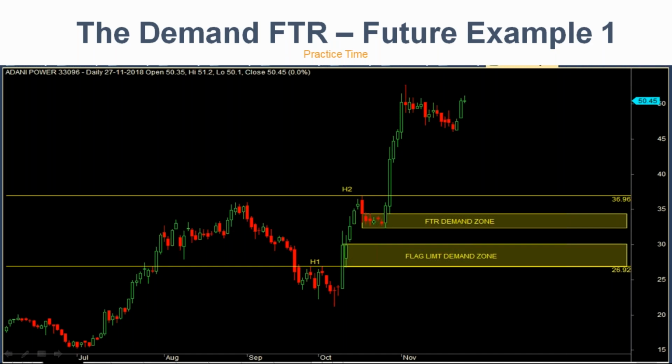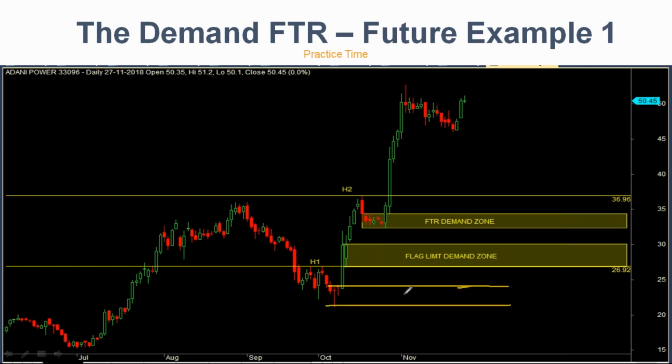Why H1 broke with momentum? Okay, but still flag limit is considered. Why? H1 broke with momentum, but why is flag limit considered? Because it formed a base. Then what happened? Price went up with momentum, but it came down, reversed and went up. So I believe there are still pending orders here. And if you personally ask me, the safest way to trade this is to trade here.